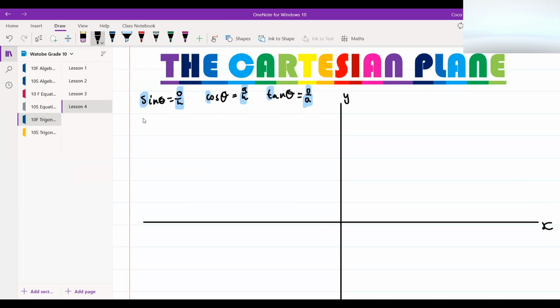All right, I'm going to give you guys a point. Let's call this point over here the point (4, 3). What do we know about 4? What does 4 represent on my coordinate plane? It represents my X, right? And the 3 represents my Y value, right?